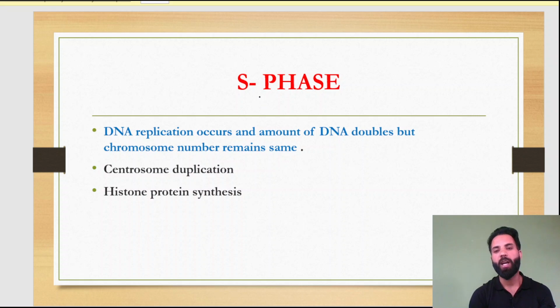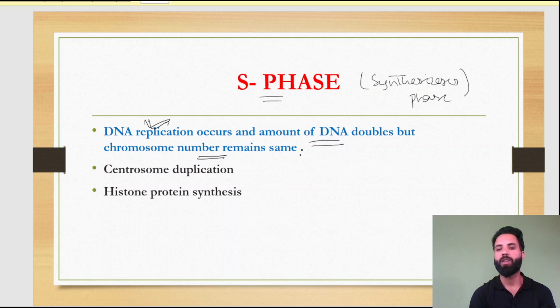Now S phase is called the synthesis phase. Why is it known as the synthesis phase? It's another subphase of the interphase. Because in this phase DNA synthesis occurs. That is called DNA replication, and the amount of DNA doubles, but the chromosome number remains always the same.